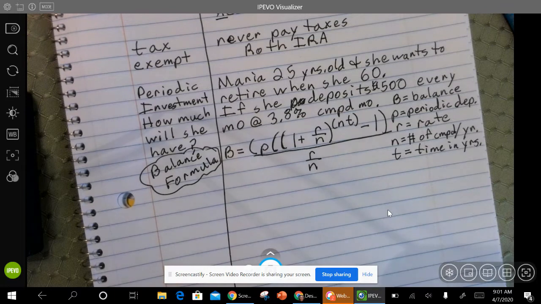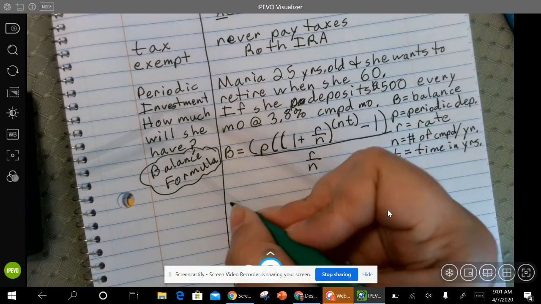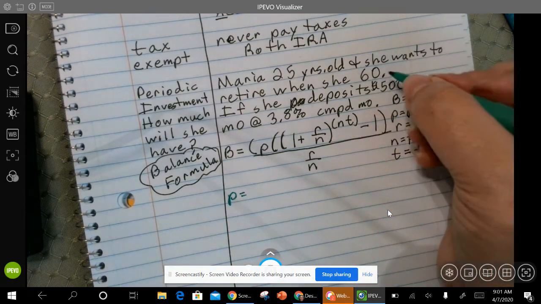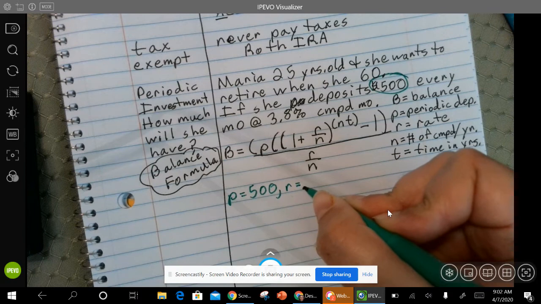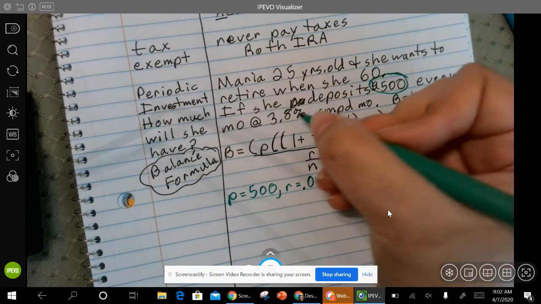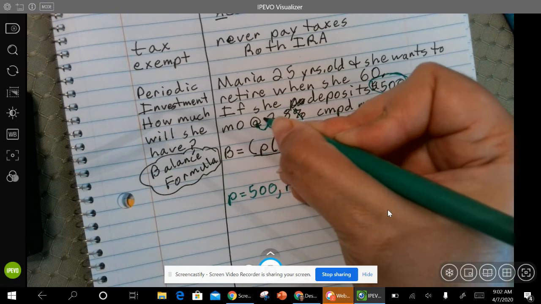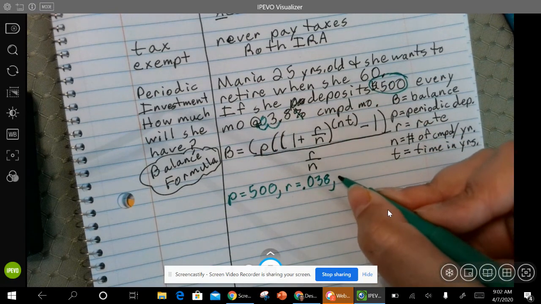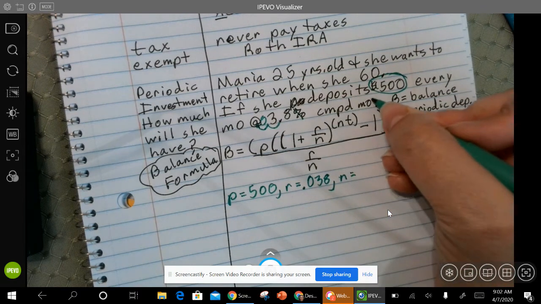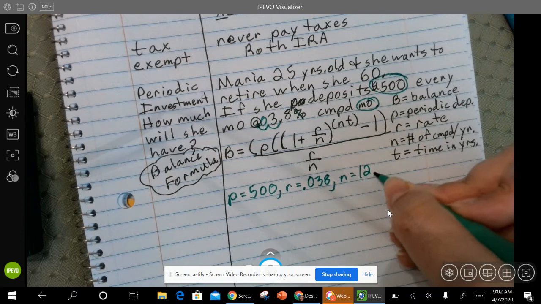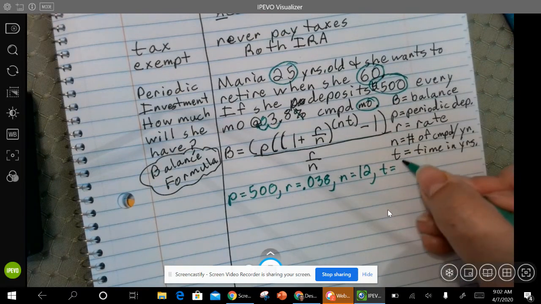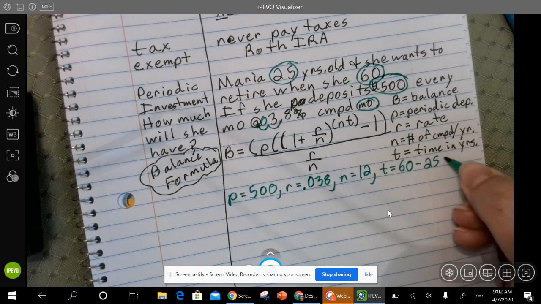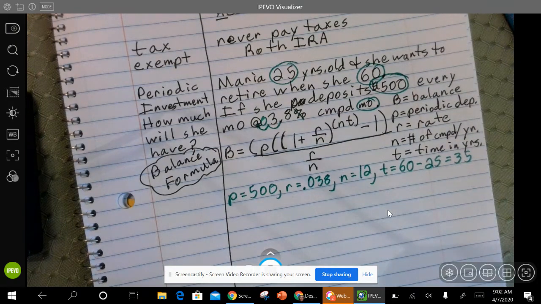Okay, so we're going to go ahead and identify all the variables for this, everybody. Just like we did before, she's going to deposit $500 as the principal. Our rate is going to be 0.038. Remember, drop the percent sign, go to the left, add the decimal and 0. And then it's compounded monthly, so it's 12 months in a year. Time is going to be 60 minus 25, so 35 years. She wants to retire in 35 years.